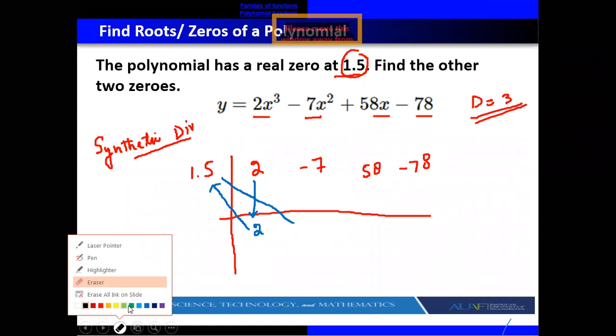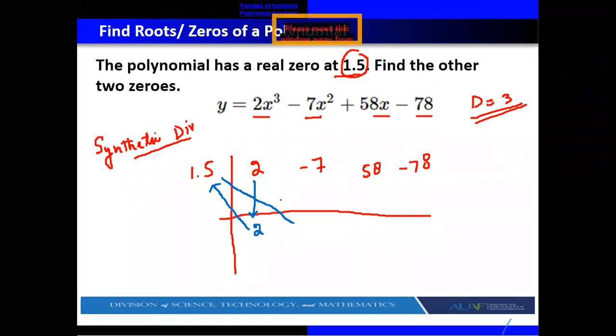Great, excellent. So 1.5 multiplied by 2 is 3, not 4. So minus 7 plus 3 equals minus 4. When you multiply minus 4 with 1.5, it equals what? Minus 6. Great, excellent. Minus 6.